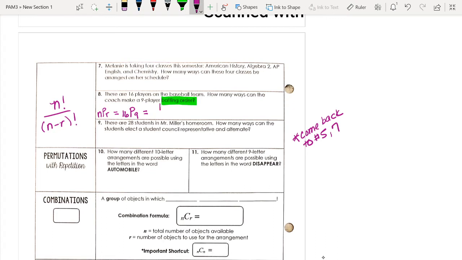Okay, so we're going to get 16 factorial over (16 minus 9) factorial, which is equal to 16 factorial over 7 factorial. And I'm going to go ahead and stick that in my calculator, and oh my gosh, we're going to get a very large number of different ways that we could arrange this batting order. Let's see, 4 billion 151,347,200.